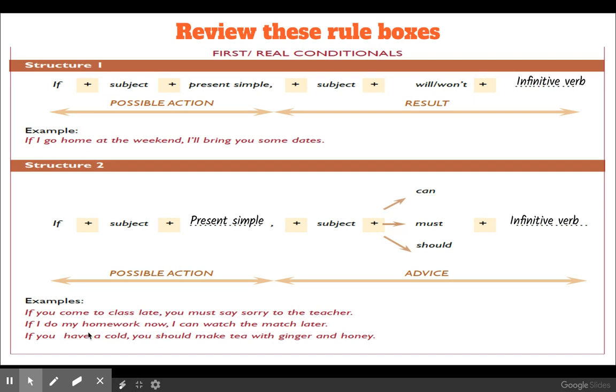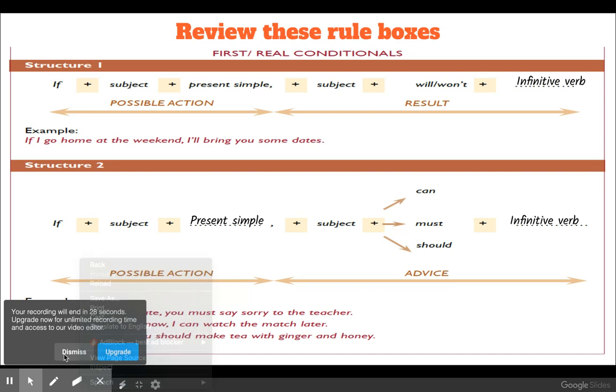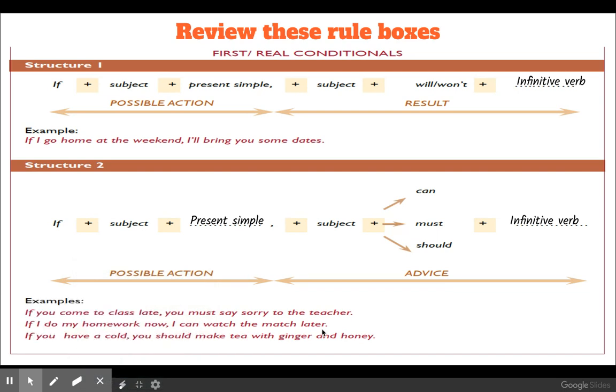If you come to class late, you must say sorry to the teacher. That's advice. If I do my homework now, I can watch the match later. That's a possible result. If you have a cold, you should make tea with ginger and honey. That's some advice. You see in each of these, we have our present simple, present simple, present simple, and our modal: must say, can watch, should make. In our next part, I'm going to let you practice some of these.